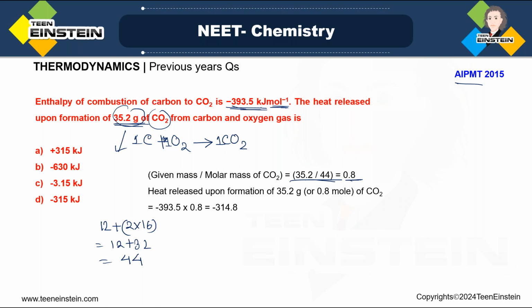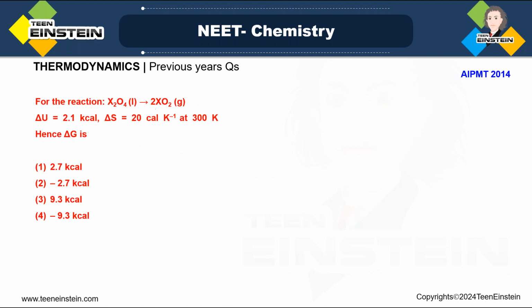So the answer will be something lesser than 393 because we are multiplying this value, which is only for 1 mole, but we need the answer for 0.8 moles. So it will be some amount lesser than minus 393. So it is minus 314.8 kilojoule per mole. Unit will be same. So the nearest value is the last option, right?